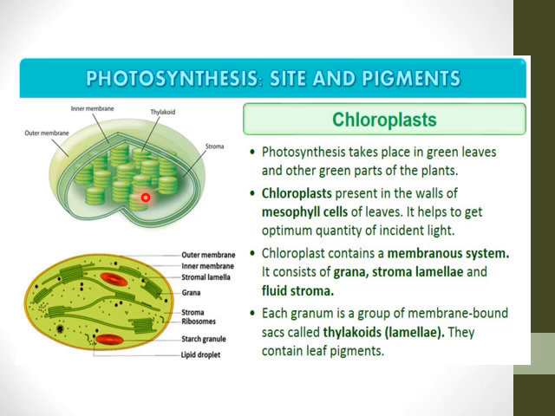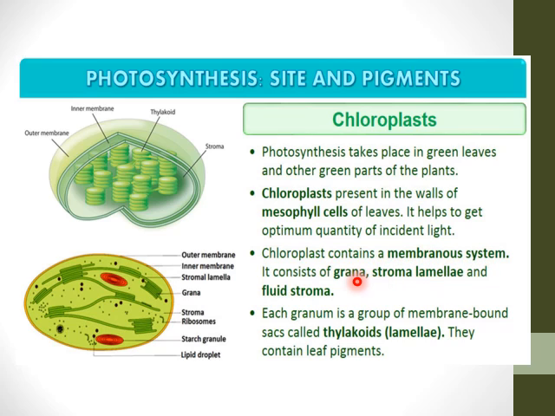So the group of grana, a membrane bound sac, is called the thylakoid, and the fluid, that is the matrix present in the chloroplast, is your stroma. They also have ribosomes and DNA, and chloroplast is also known as a semi-autonomous organelle because of the DNA and ribosomes. So the chloroplast contains the membranous system.